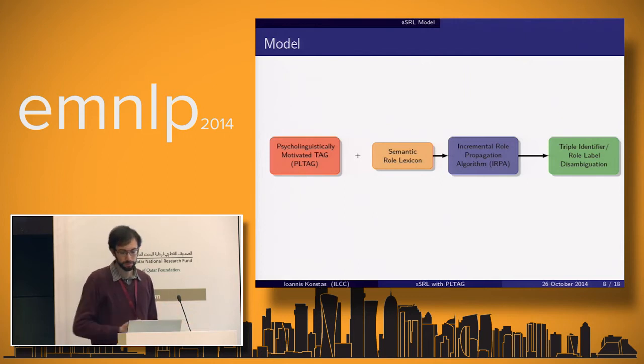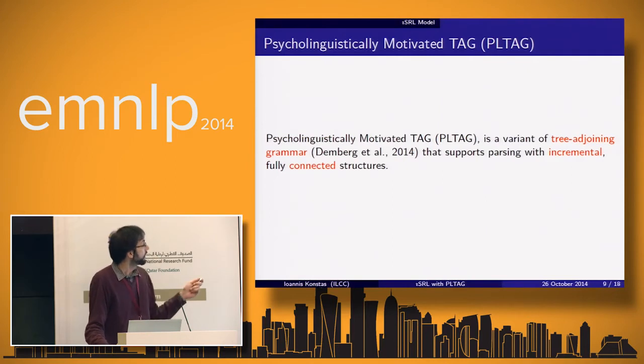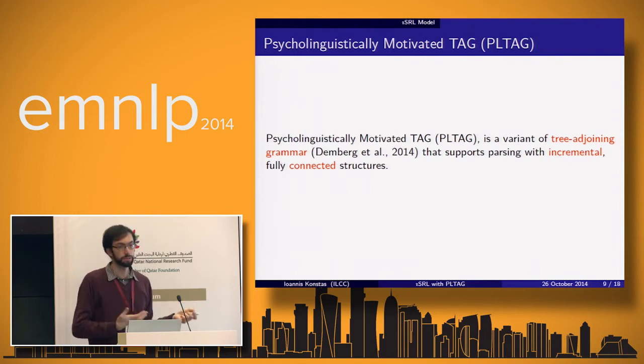Whenever we have role information, of course, some words don't have role information. To further boost our results and accuracy, we're going to feed, as other people have done, the output of this algorithm to semantic role triple identifier and role label disambiguation classifiers. Okay, so let's take things little by little. I'm not going to present PLTAG in full because that's a whole different story, but to give you a head start, it's a variant of tree adjoining grammars that supports parsing with incremental and fully connected structure, which means you build prefix trees which are fully connected for every particular word that you come to parse.